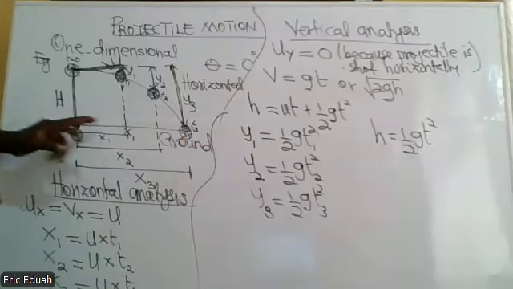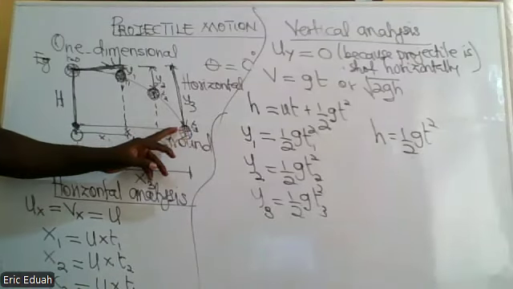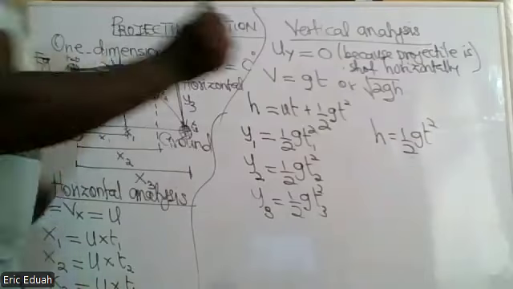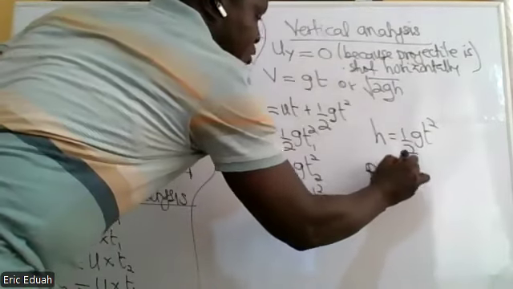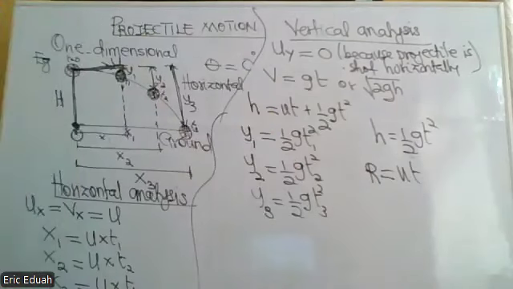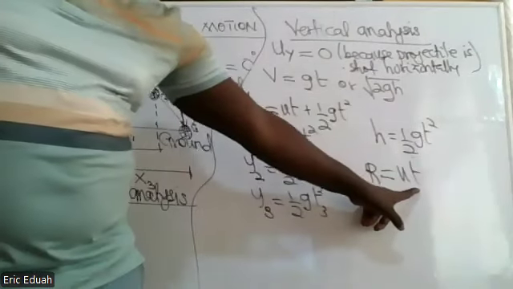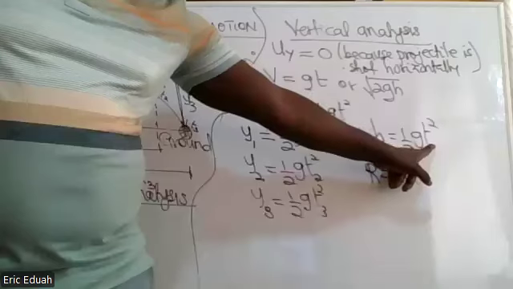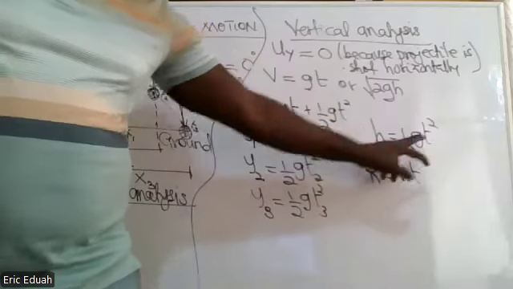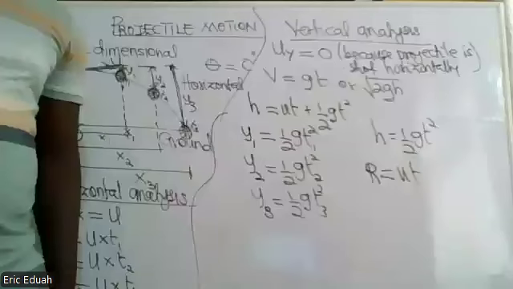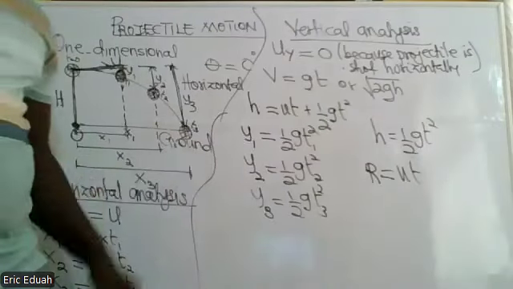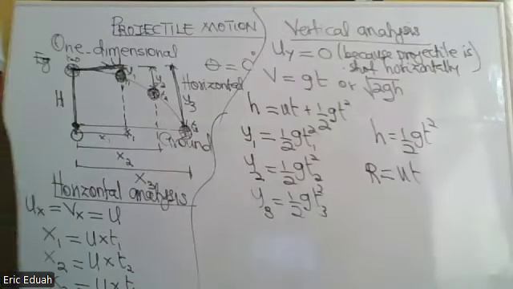Please note that it takes the same time to cover a horizontal distance and a vertical distance. So when you write R is equal to ut, this t in the range equation is the same as the value of t in this equation. It takes equal time to cover a vertical distance and a horizontal distance. When you understand some of these things, solving problems in projectile motion is very simple.